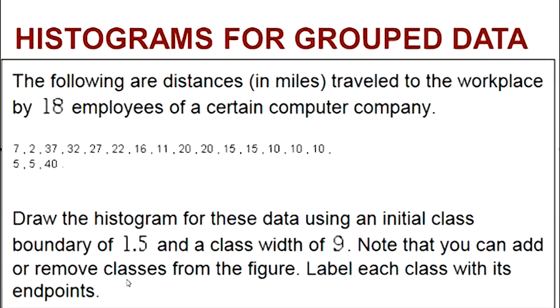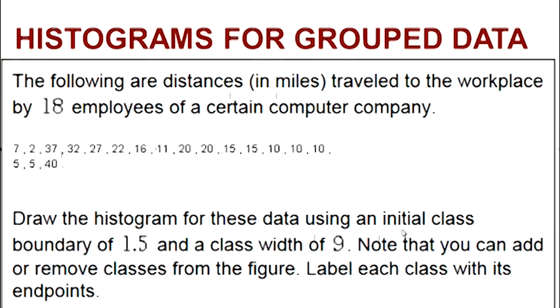Okie dokie. Now, here is a histogram. The question asks you to make a histogram. So it gives you a list of numbers. These are distances in miles traveled to the workplace by 18 employees. So I give them to you just all mixed up.